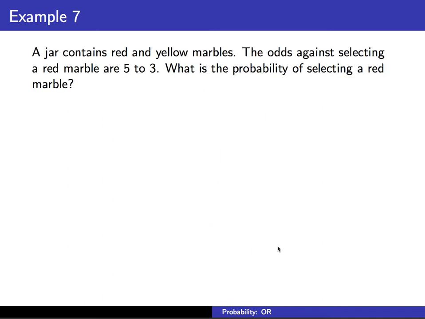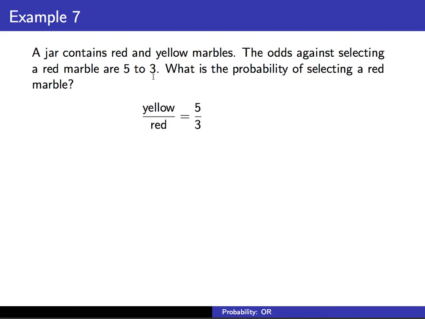Example 7: a jar contains red and yellow marbles. The odds against selecting a red marble are 5 to 3. What is the probability of selecting a red marble? So here we're given the odds against selecting a red marble are 5 to 3. If the odds against selecting red are 5 to 3, that means 5 of them are not red and 3 of them are red.